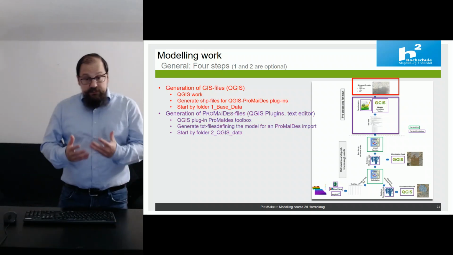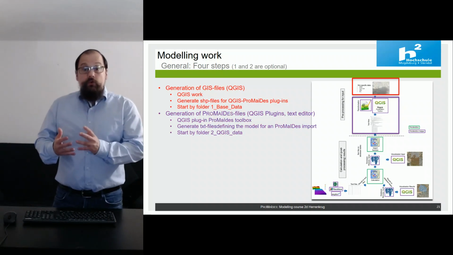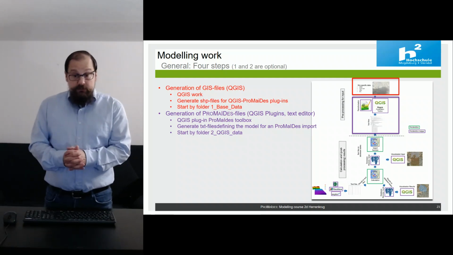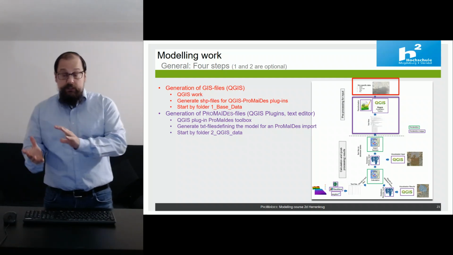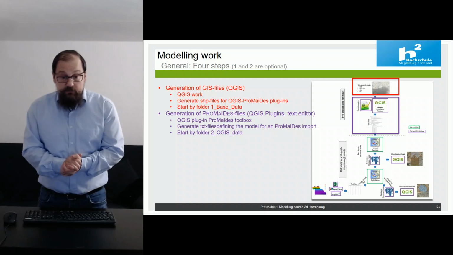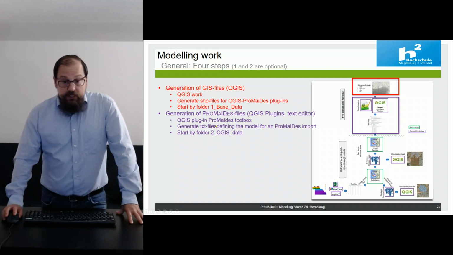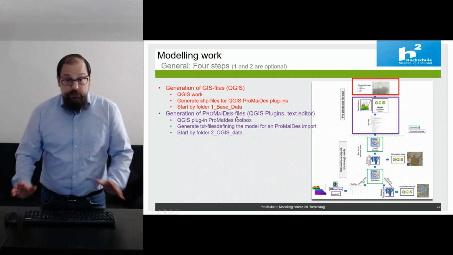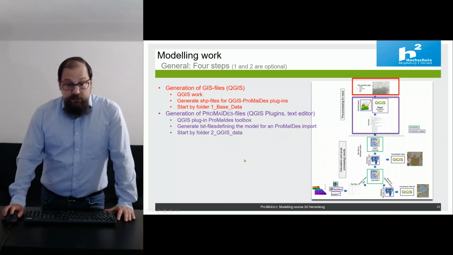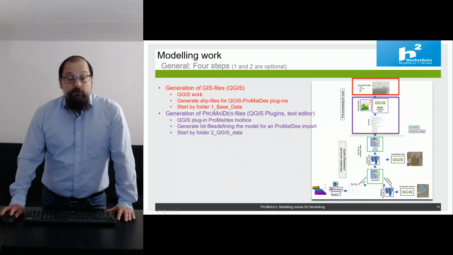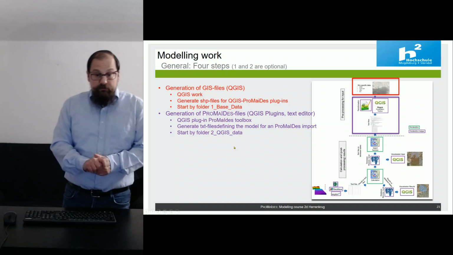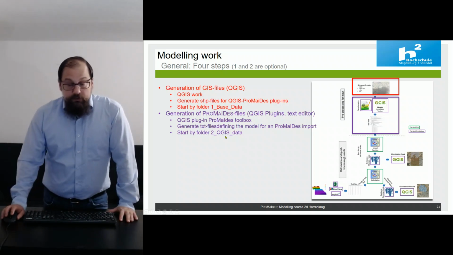The second step is, as I already mentioned, to work with the GIS plugins, the ProMaIDes plugins, and you also have to work with the text editor. What we will apply here are the QGIS plugins in the ProMaIDes toolbox, which is available in QGIS. We will generate text files defining the model for a ProMaIDes import. You can start here in folder 2 with the QGIS data.